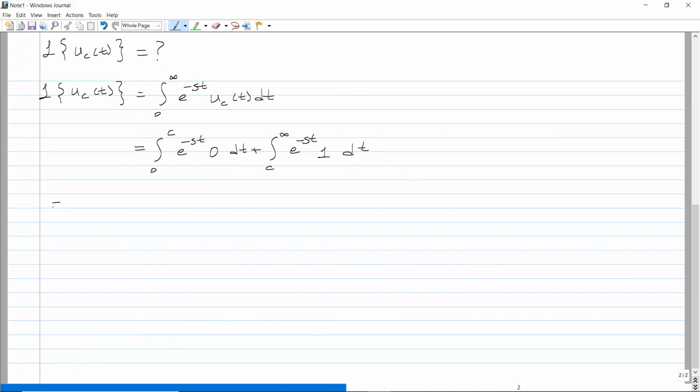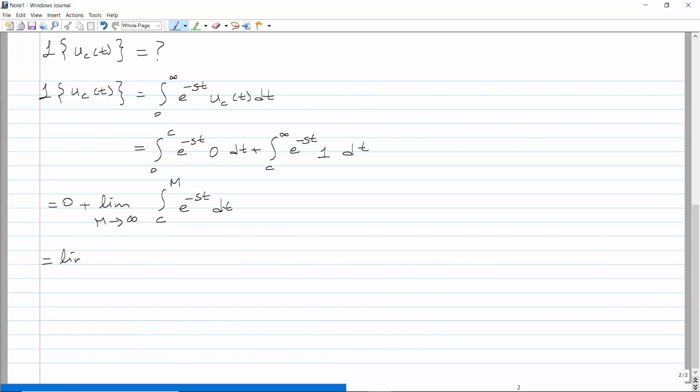Okay, so the first integral is 0, of course, and the second integral, the antiderivative of e to the minus st with respect to t, we take minus 1 over s e to the minus st. Oh, I'm sorry, I need to do the limit thing. So the first integral is 0 plus the limit as m goes to infinity of the integral from c to m of e to the minus st dt.